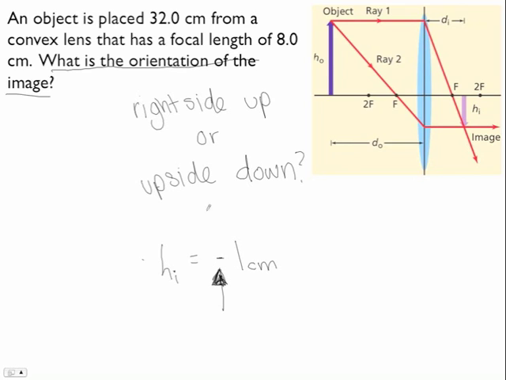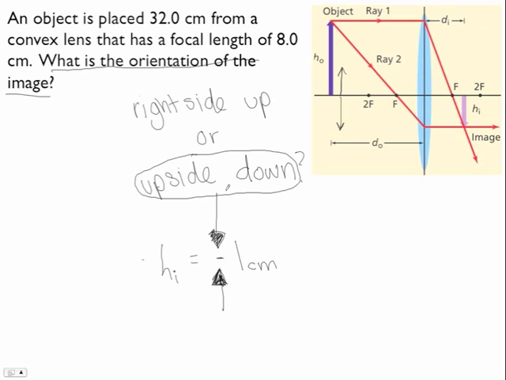Okay, so if you get a negative height, they're basically saying that like this is 0, and so if you have a height that's going in the up direction, it's going to be positive, and if you have a height going in the down direction, it's negative. So since our image is upside down, it has a negative height. Okay, so if you see a question like this on a quiz or a test, just get whatever your height is. If you have a negative, that means it's upside down. If you have a positive, that means it's right side up.